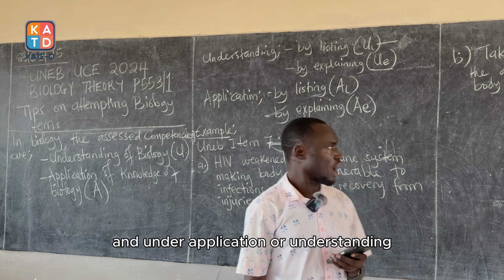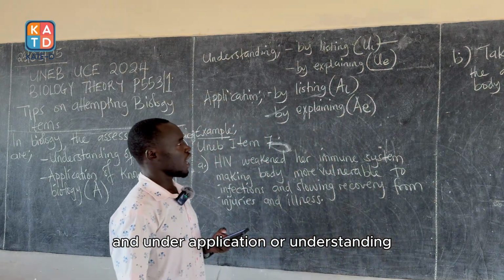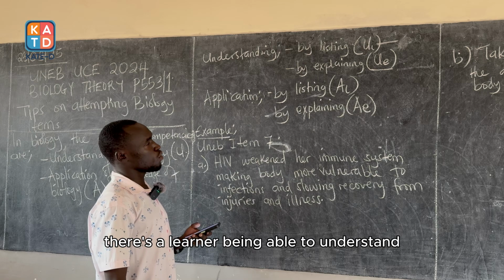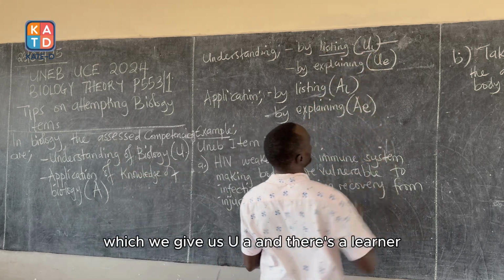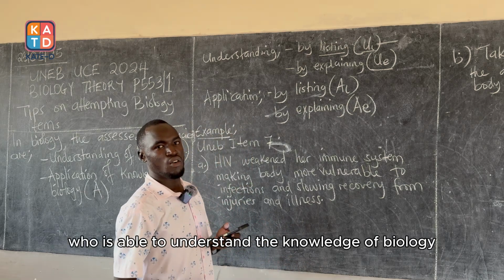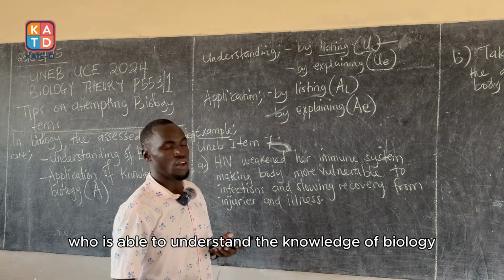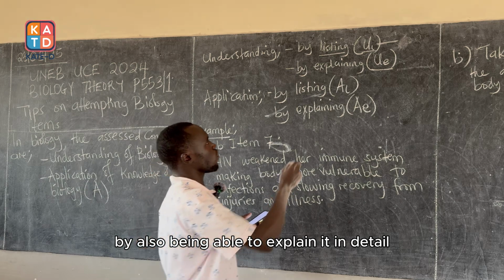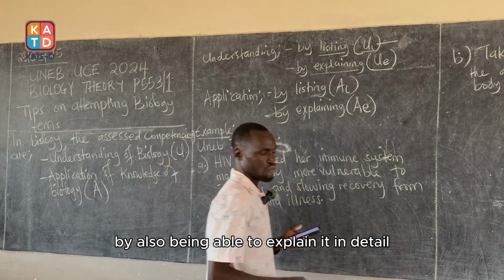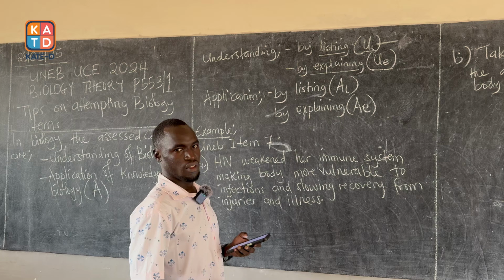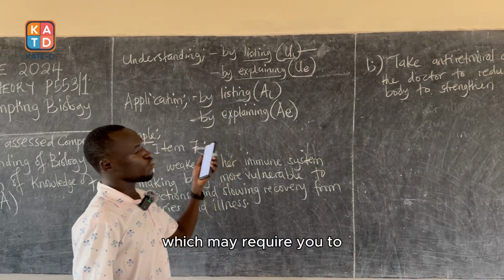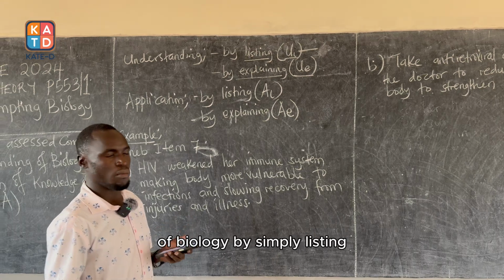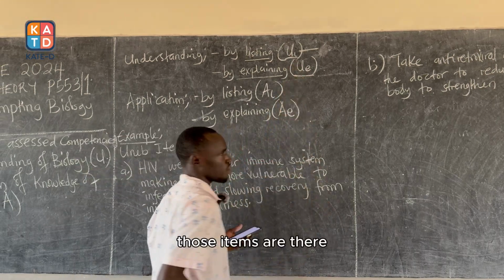And under understanding, there is a learner being able to understand the knowledge of biology by simply listing, which we give as UL. And there is a learner who is able to understand the knowledge of biology by also being able to explain it in detail, which is given as UE. Each part may have a question or an item which requires you to demonstrate your understanding of biology by simply listing. Those items are there.